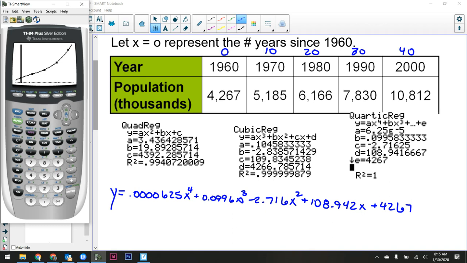Okay, now, I said, well, I want to know what happens in 2020. Is the year an x value or a y value? An x value. So what I'm going to do is go second calculate, value of 60. Why? Because it's number of years since 1960. Womp womp. What do I need to do? Zoom out. Zoom 3. Enter. And I go second calculate value of 60. Based on this model, in 2020, the population would be 23,345. That make sense?